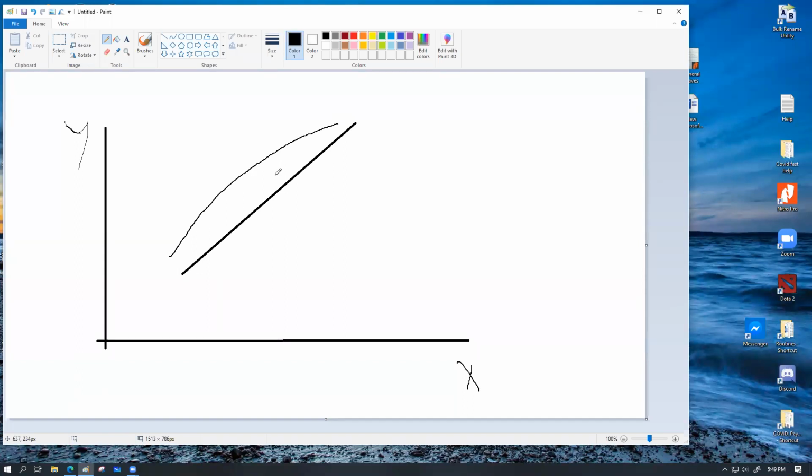How does the gradient change as x value increases? Did we? Yes, sir. Oh, we did.